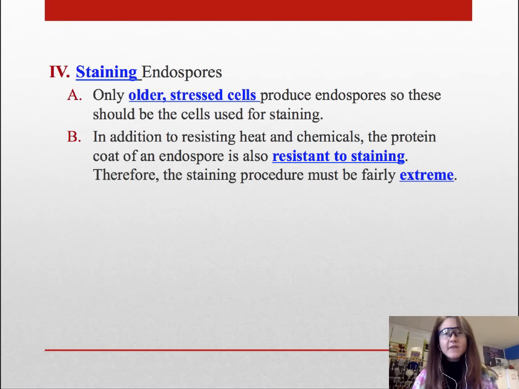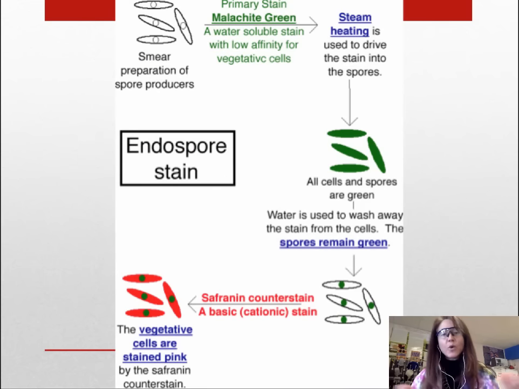But of course, remember that the endospores are so dang resistant to staining that we're going to have a pretty extreme procedure in order to see them. So let's look at that procedure, and we're going to look at it in two ways. First, let's look at it in a large flow chart where we begin with the primary stain called malachite green. We're going to do that in the steam hood, and in a minute I'm going to walk over there to show you that steam bath.